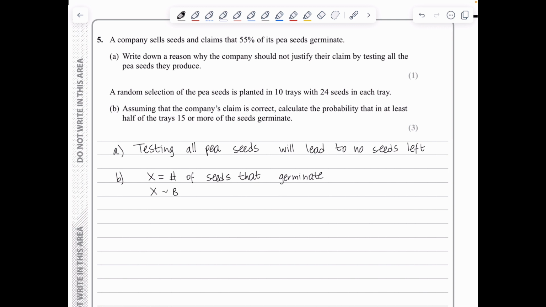We've got 24 seeds, so the n parameter is 24, and the probability of success, the probability of germinating, is 0.55 because I'm assuming that the company's claim is correct. We need to find that in a single tray we've got at least 15 seeds germinating, so probability of x greater than or equal to 15 is 1 minus the probability of x less than or equal to 14.